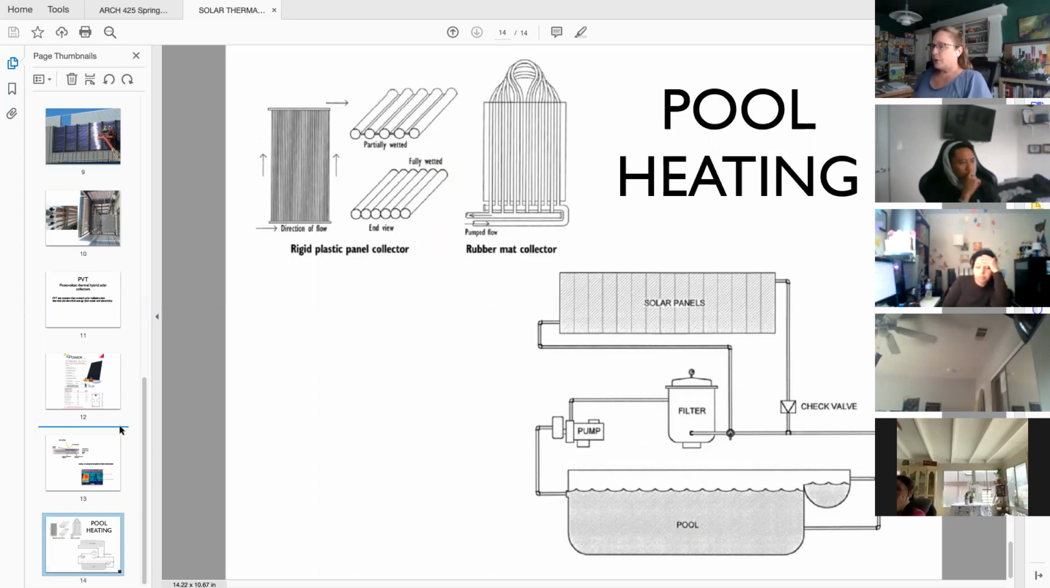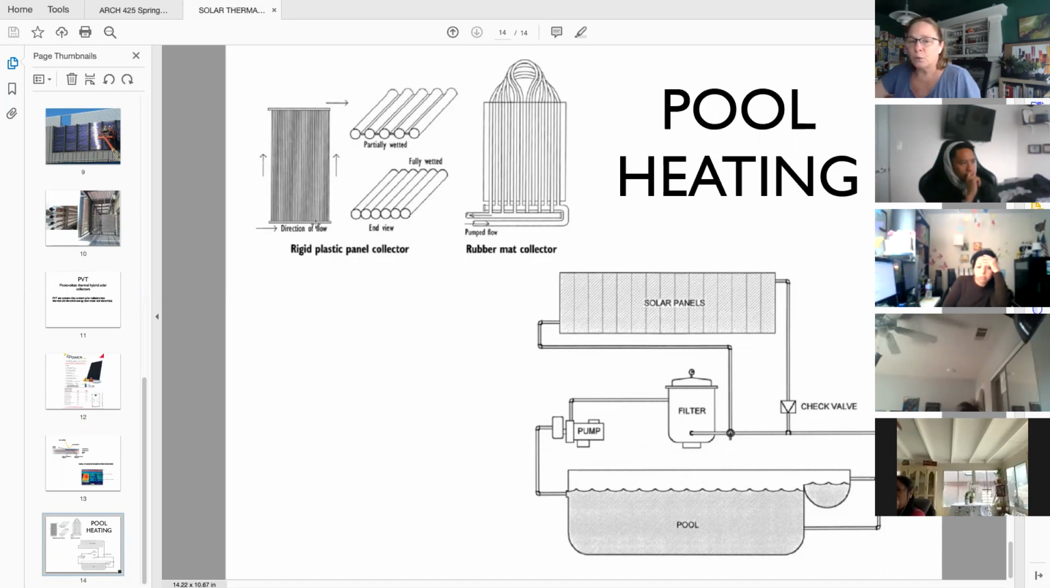So pool collectors are typically a black plastic that's UV resistant, and it's a series of tubing that the actual pool water is run through to heat up in the sun and then go into the water of the pool. A couple of advantages of that are these collectors with all of these tubes in them have a little bit of flexibility. So there's some room for expansion and contraction.